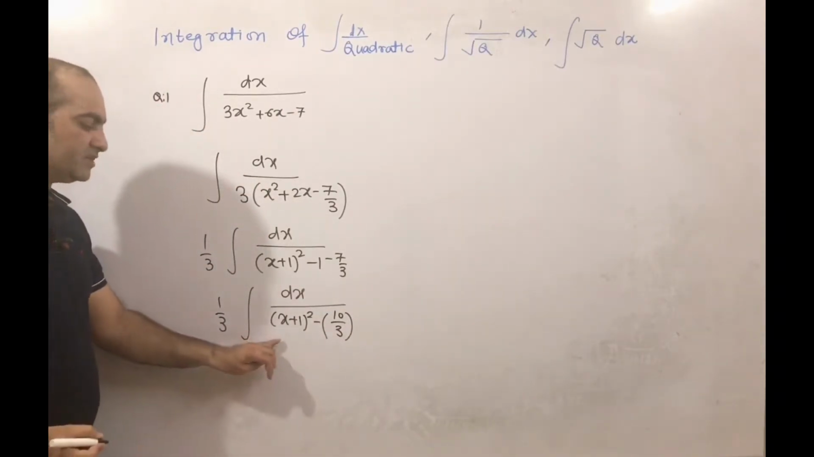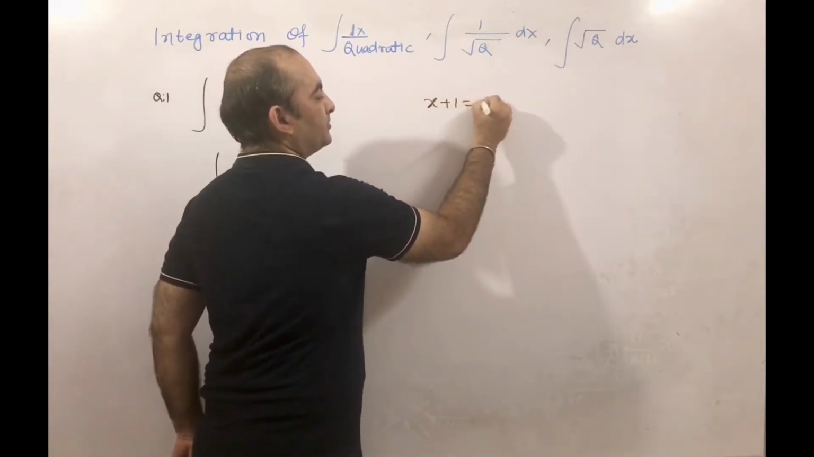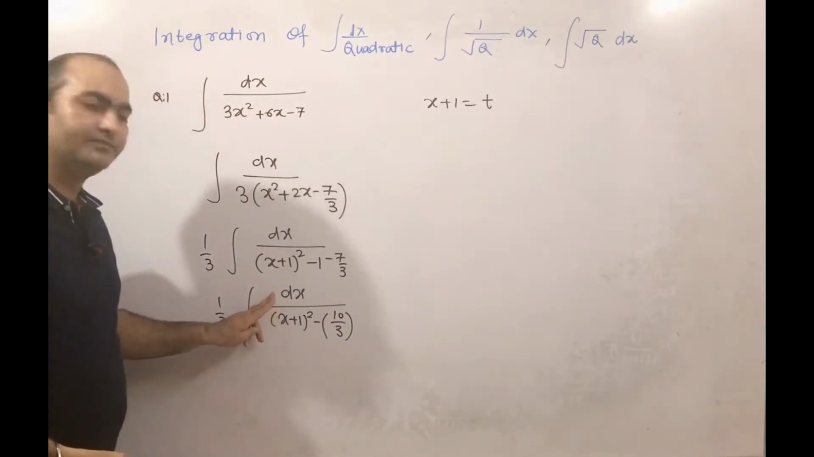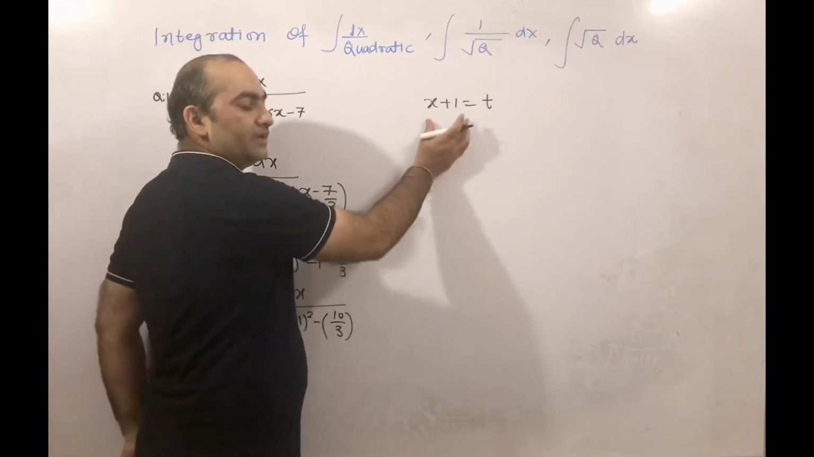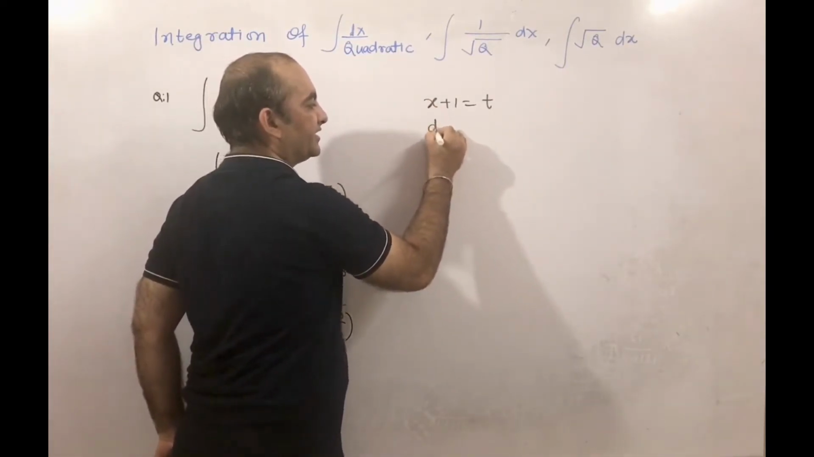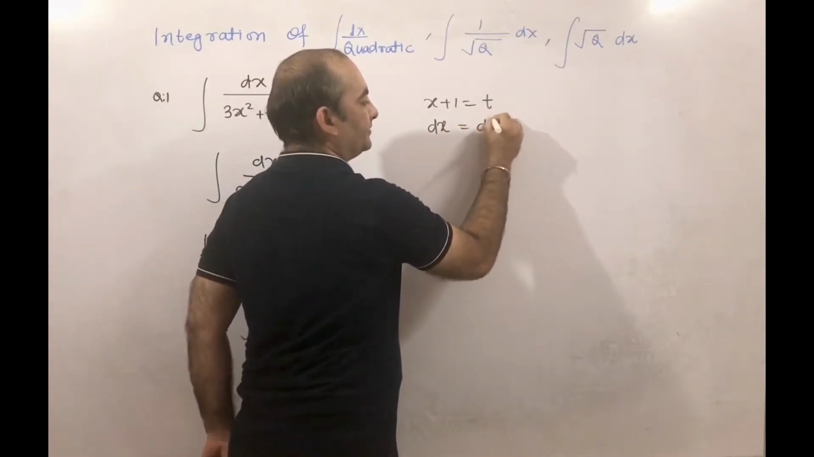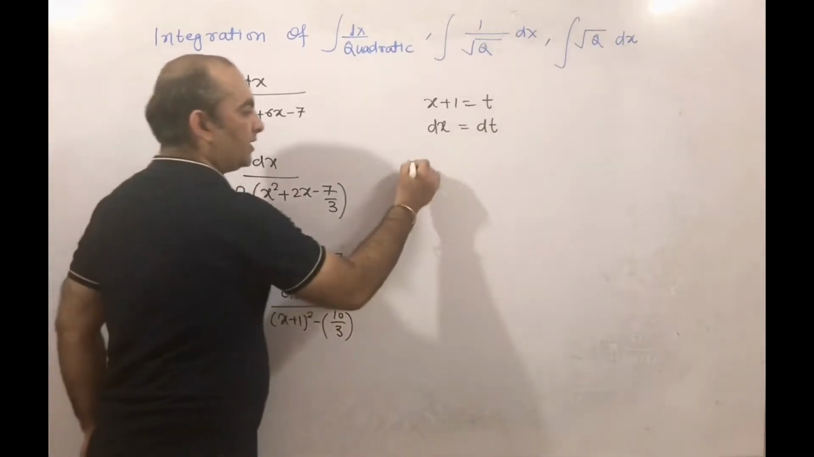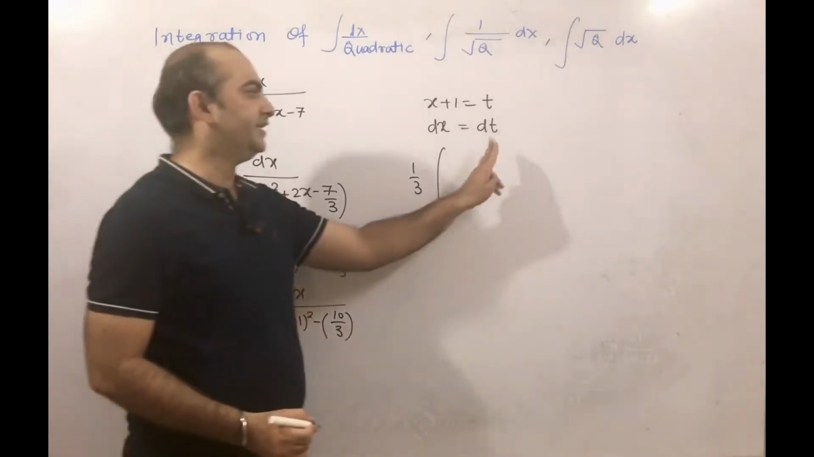Now to integrate this, we will assume x plus 1 as t. First we find dx, for that we differentiate this. If you differentiate, x differentiation is dx, 1 differentiation is 0, and t differentiation is dt. So this integration becomes 1 by 3 integration, and instead of dx we can write dt.